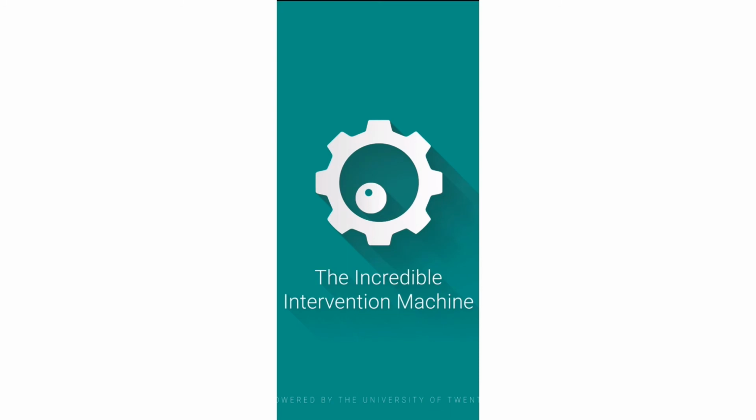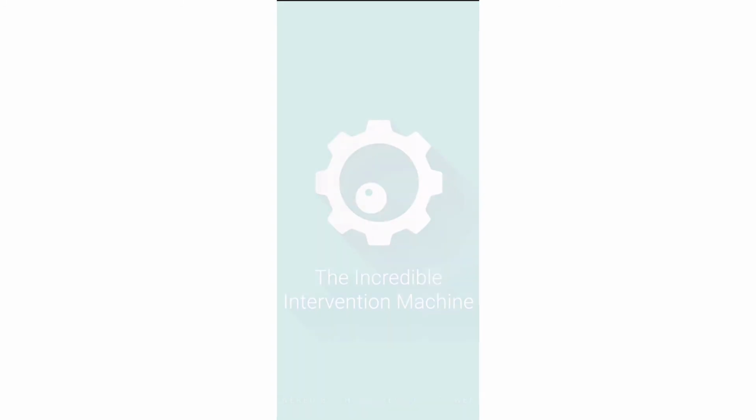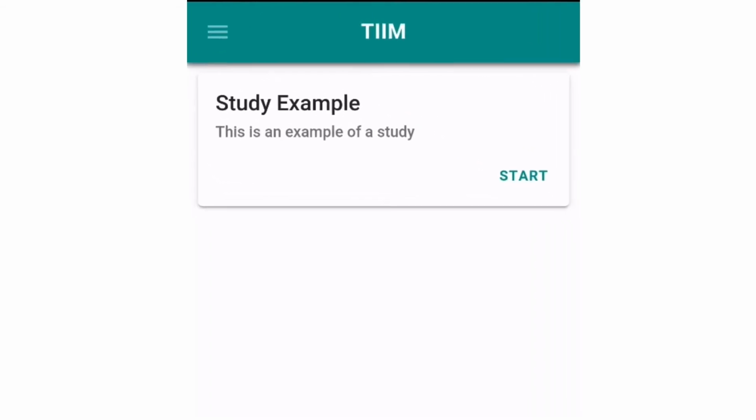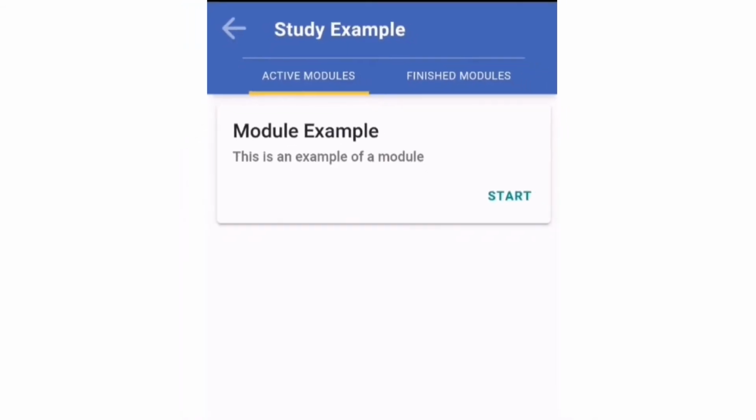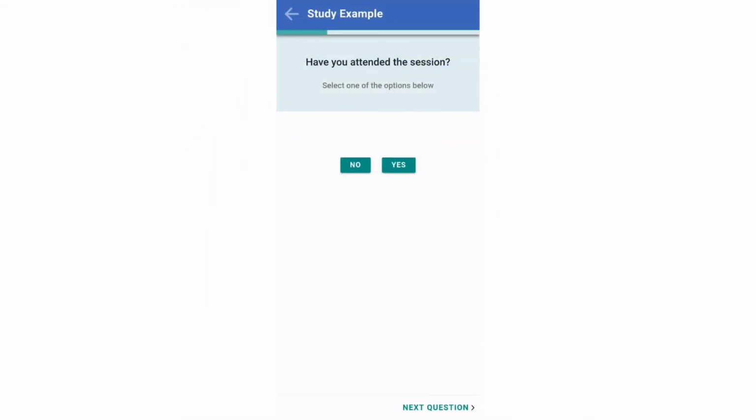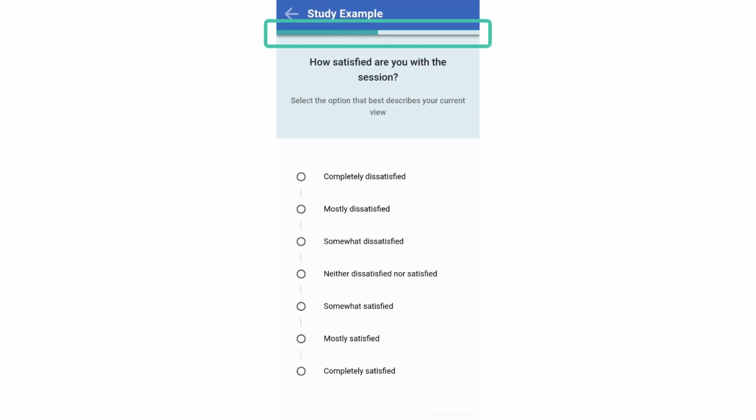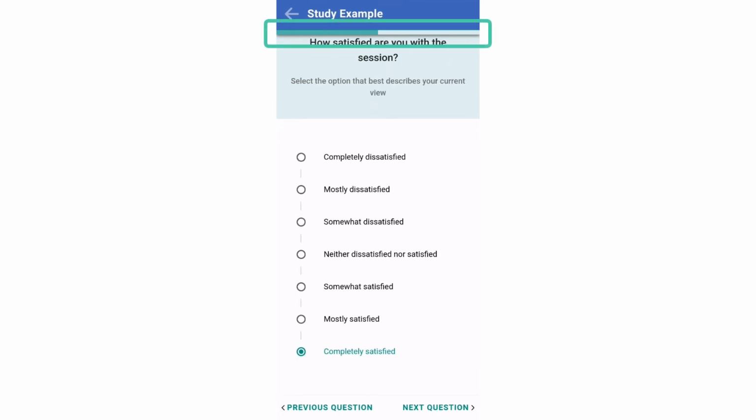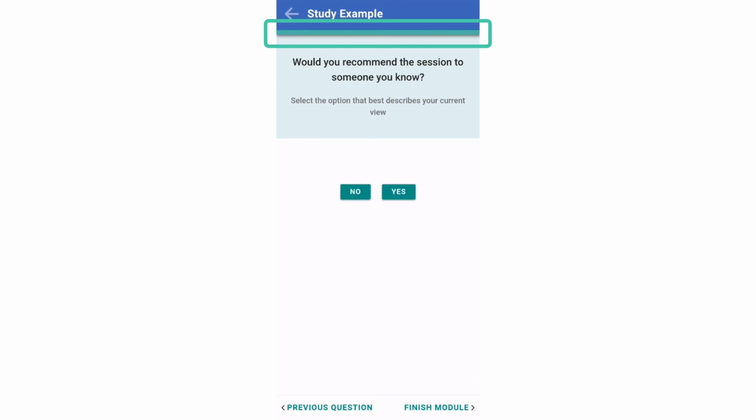When the participant has subscribed to the study and downloaded the TIIM application on their phone, they will be able to open the assigned intervention with its modules and items. Based on the progress bar, the participant will be able to see how far along they are with filling in the items within the module.